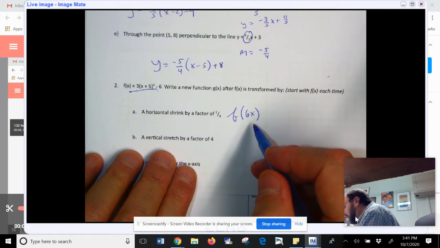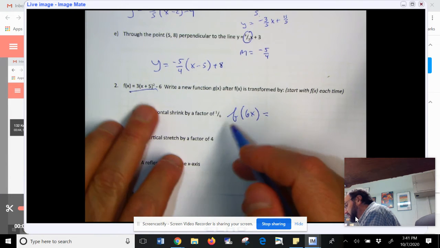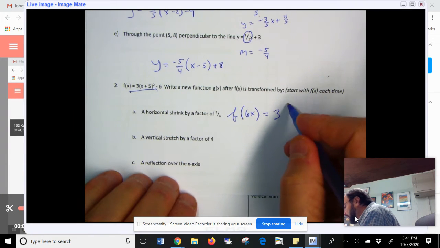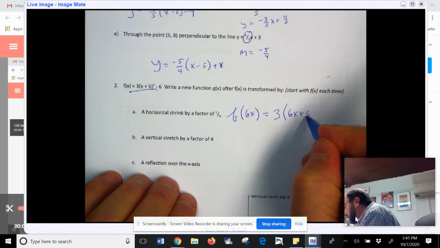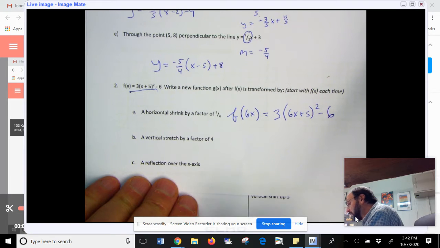So f of 6x, because that's what this is telling us to do, means that we're going to just put in a 6x instead of an x. So that would be a fine way of writing the final answer for that, and that's good to go.